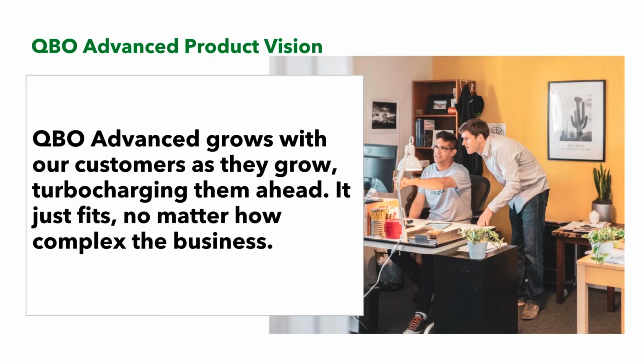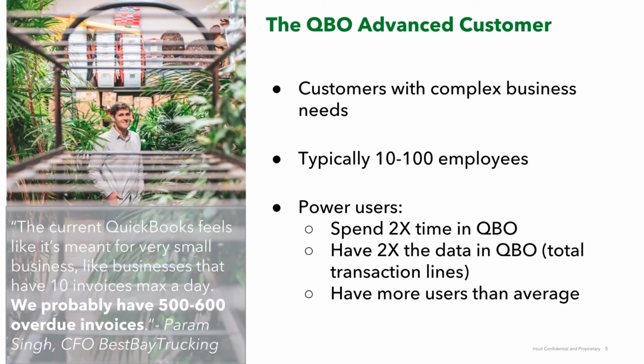So now I'm going to talk a little bit about who that customer is. So these are some general characteristics of the QBO Advanced customer. It's typically 10 to 100 employees. And then we also have a second group, the power users, who are spending twice the amount of time in QBO. They have twice the amount of data in QBO. And they have more users on average than the typical QBO customer.